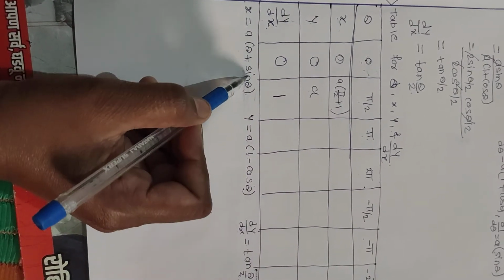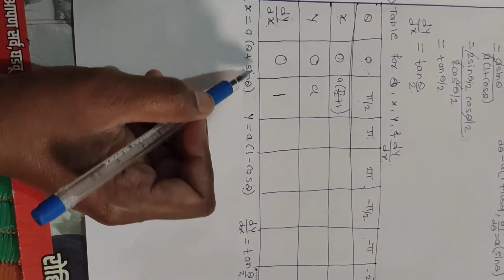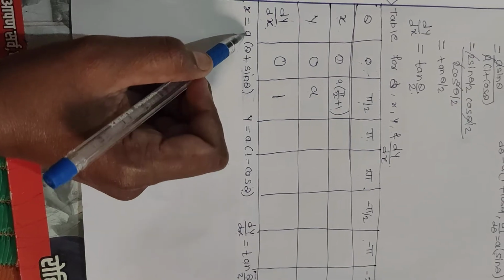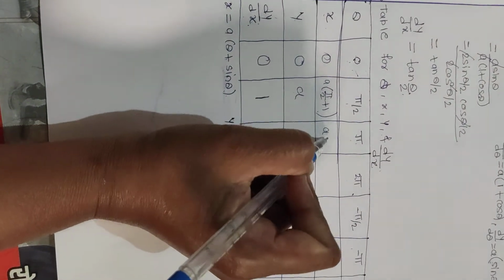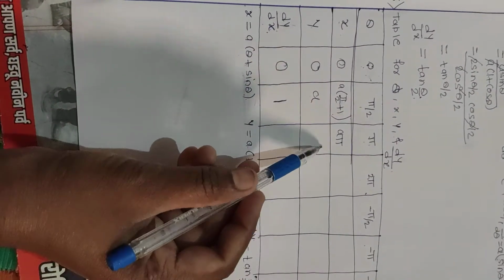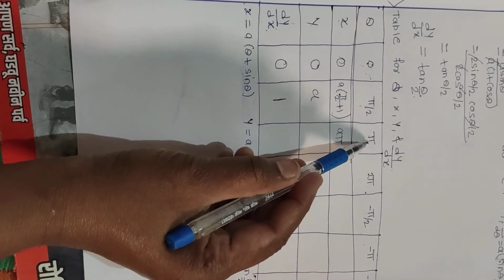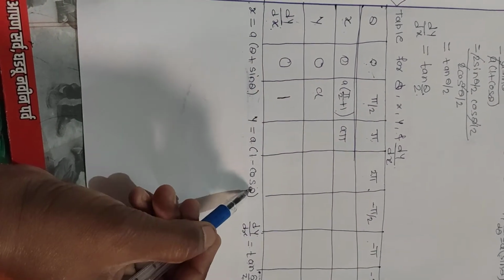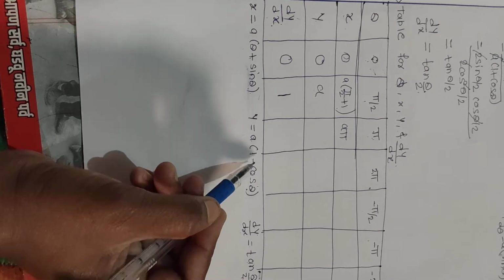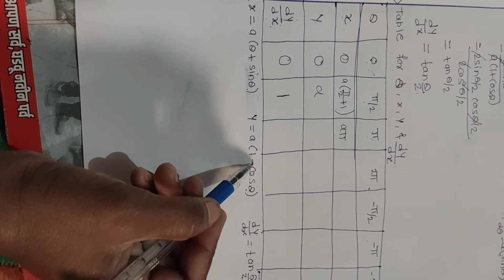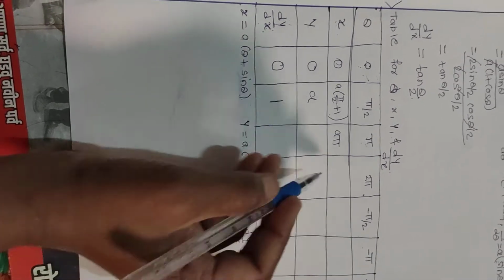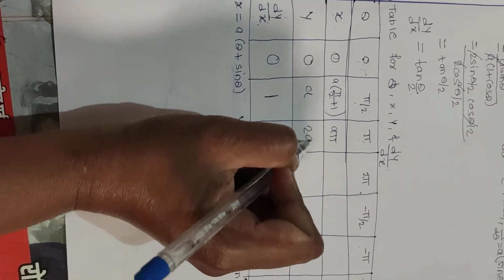Similarly, next point for pi. See, pi plus sin pi. What is sin pi? 0. 0 plus pi is pi, and into a. So we get a pi. Next for y, again put theta equal to pi. So cos pi is minus 1. So minus minus is plus 1. So 1 plus 1, 2. 2 into a. So here we get 2a.